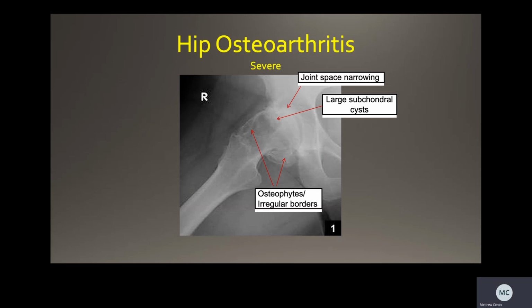What we see here, and this is a more severe one, is some subchondral cysts, osteophytes and irregular borders, and some joint space narrowing as well.